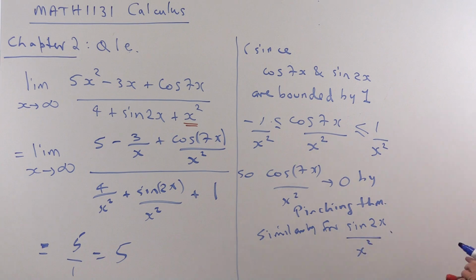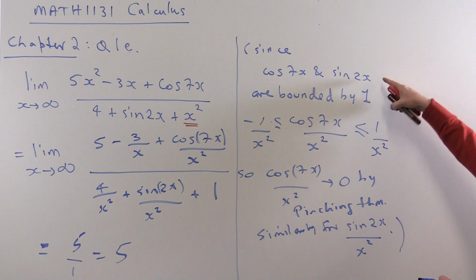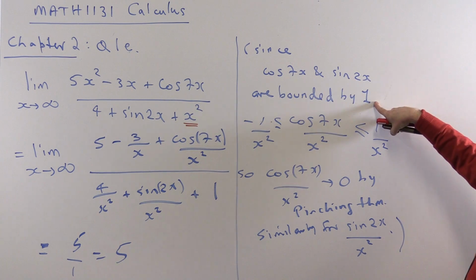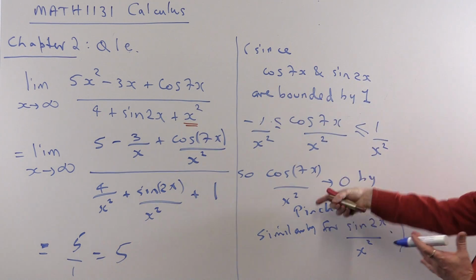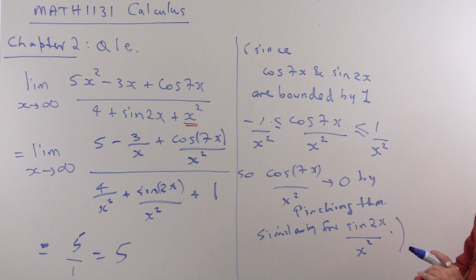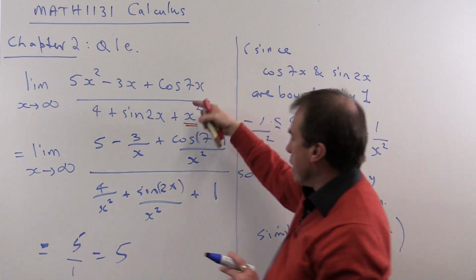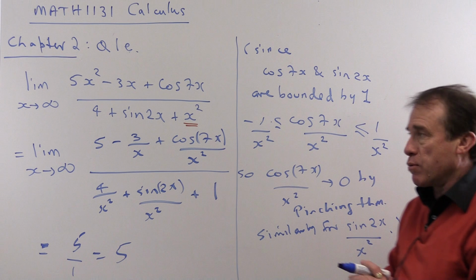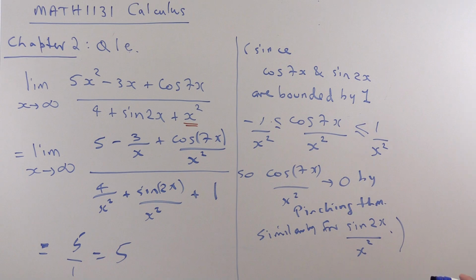In an exam, you could probably get away with simply saying that these are bounded by 1, and so the limit is 0 without being quite so formal. But when doing this, that ought to be sufficient to write down. And that's the end of the problem.